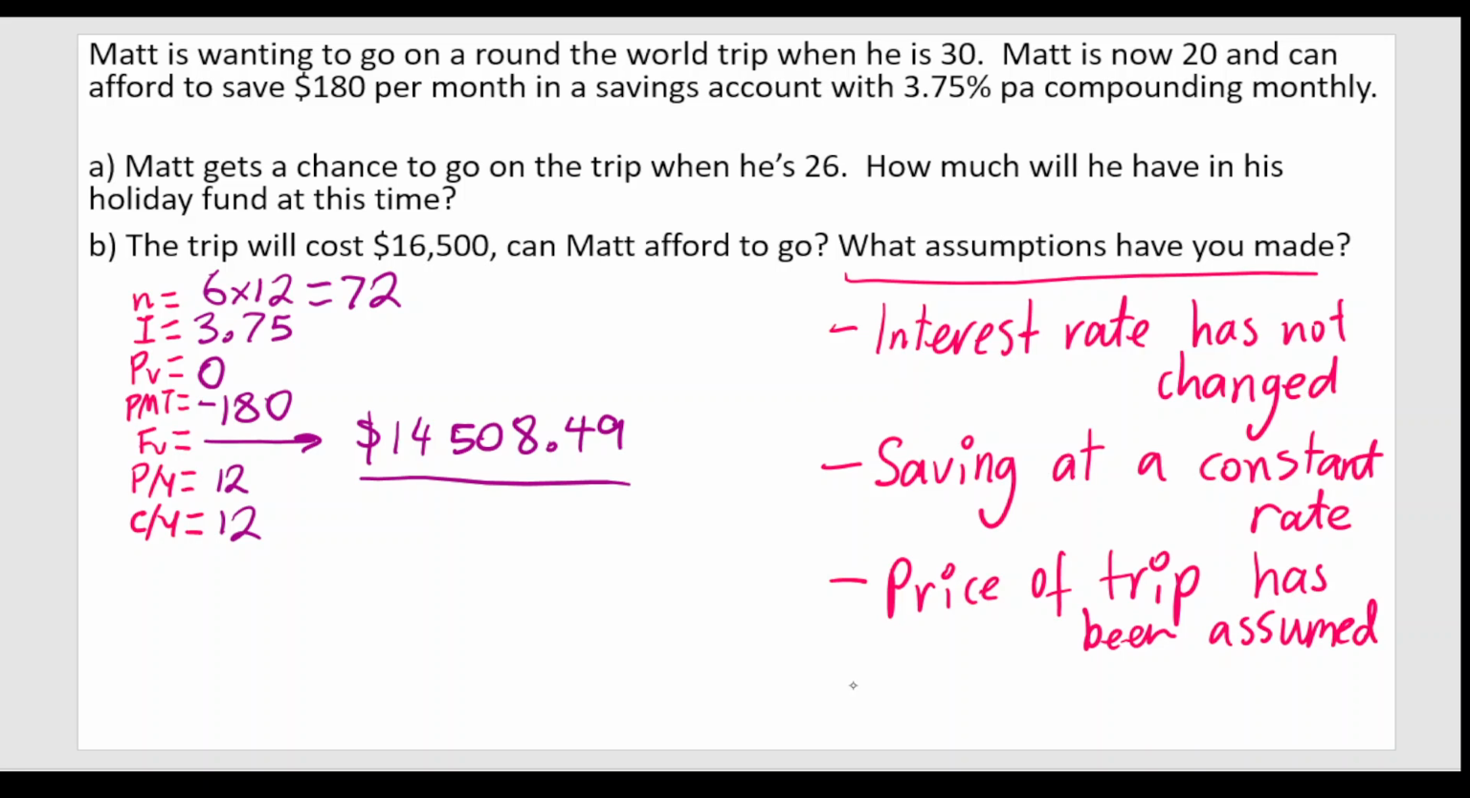Another really important thing to think about, which may or may not be relevant, is that inflation hasn't been considered. If we had to think about inflation, the fact that he is earning a certain amount of money, in the future the money that he has is going to be worth less. So potentially by the time he gets around to having saved for this, he might not actually have as much money, or his money might not go as far as he hopes it would.